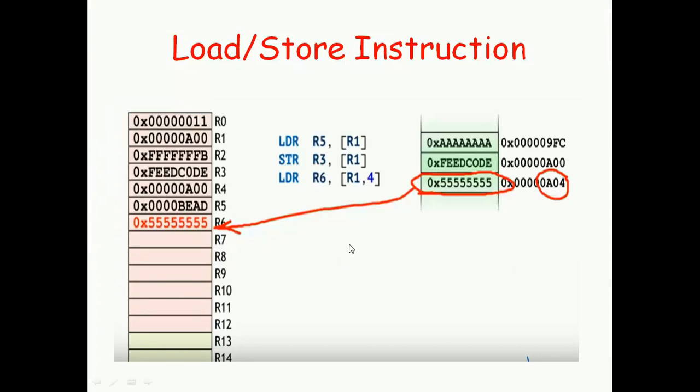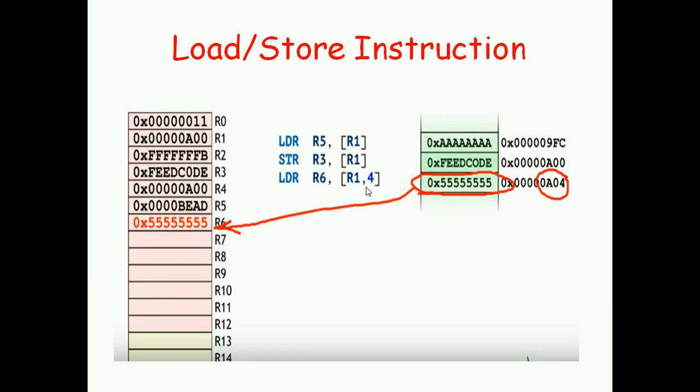So you can see the representation here. LDR R6 comma R1 plus 4. The address of R1 is this, plus 4 if I do, what is the address? A04. Going to memory, at that A04 address, whatever content is present, you are loading that into which register? R6. So you are loading this content into this. This is how offset values are considered.